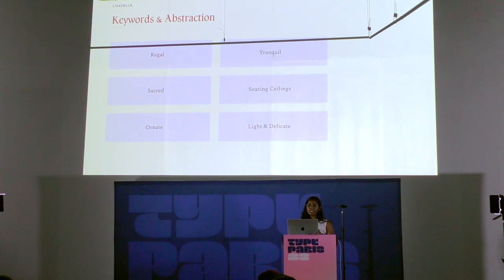As the first step, I came up with keywords on what represents the architecture of Sainte-Chapelle. Before that, I also looked at its history. It's a 13th century Rayonnant Gothic royal chapel that was commissioned by St. Louis to house his collection of relics from the Passion of Christ, including the Crown of Thorns. That's why you have keywords like regal, sacred, ornate, tranquil, soaring ceilings, light and delicate like the stained glass.